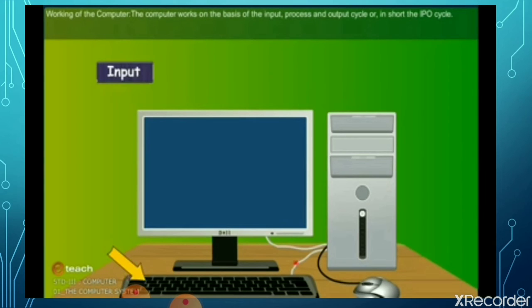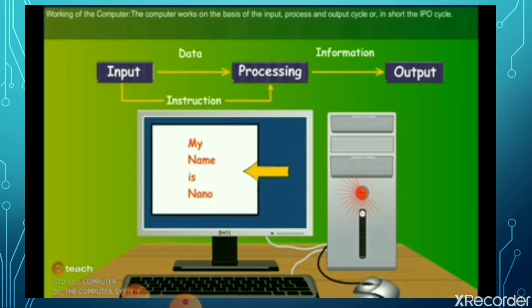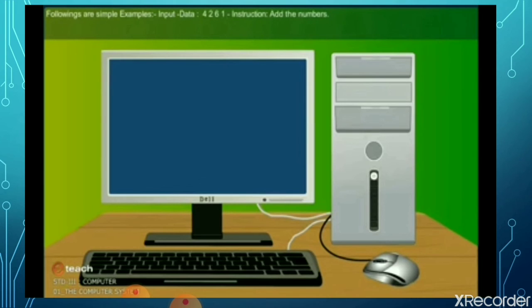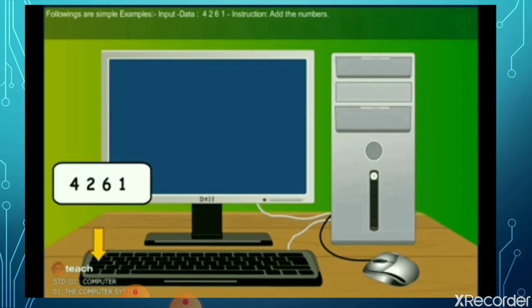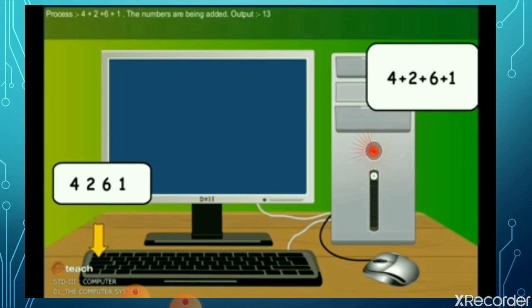Working of the computer. The computer works on the basis of input, process, and output cycle, or in short, the IPO cycle. Following are simple examples. Input. Data 4261. Instruction, add the numbers. Process 4 plus 2 plus 6 plus 1. The numbers are being added. Output 13.